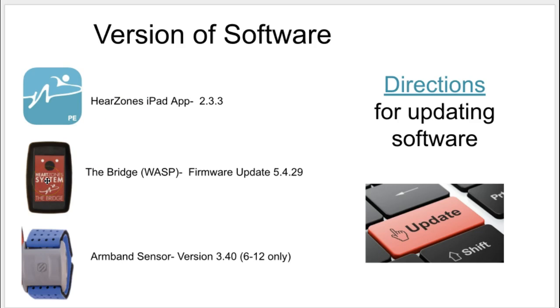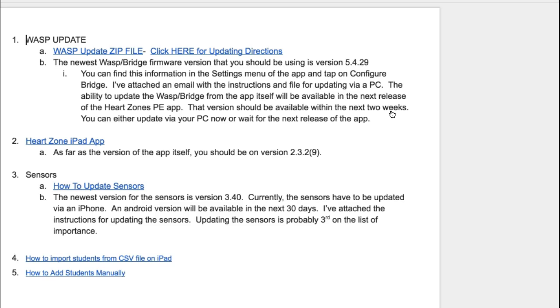The WASP must also be updated using the most current firmware. In order to update the firmware, you will need to make sure that you update that using a PC. It is not compatible on a Macintosh computer. And then finally, the armband sensors in grades 6 through 12 must be at version 3.40. I provided a direct link here that provides you with additional support for how to update these items, such as the WASP, the iPad app, as well as the sensors.